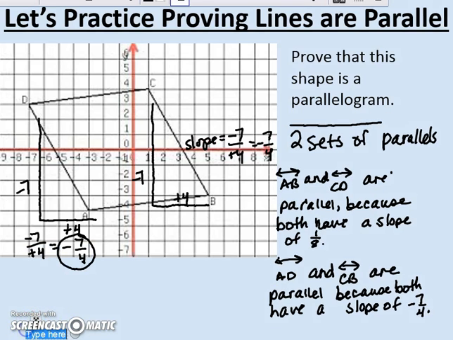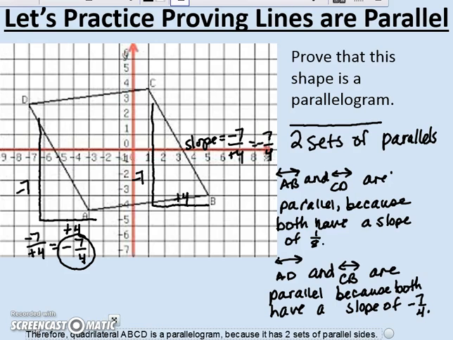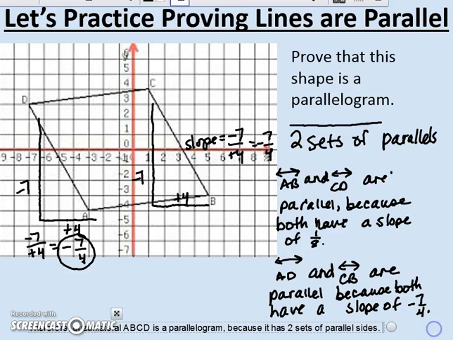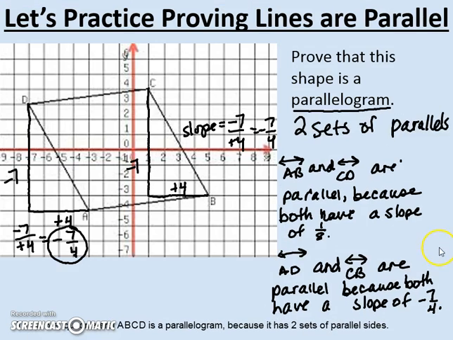I'm going to go ahead and type it this time. So therefore, quadrilateral ABCD is a parallelogram because it has two sets of parallel sides. And that proves, not just says that it looks like, it proves it mathematically that it is indeed a parallelogram.